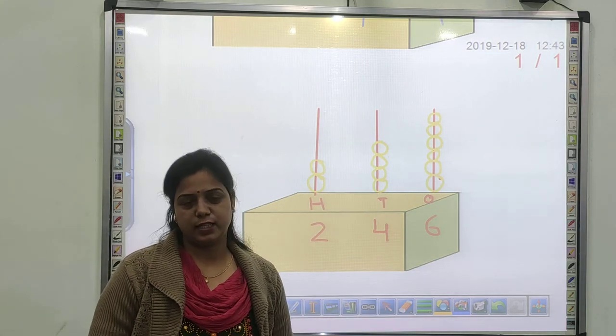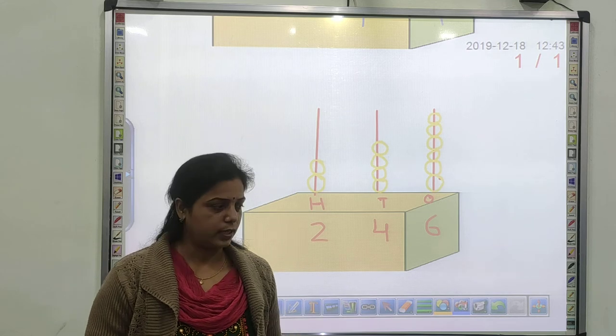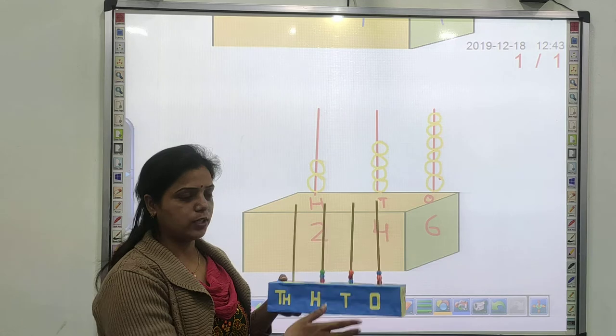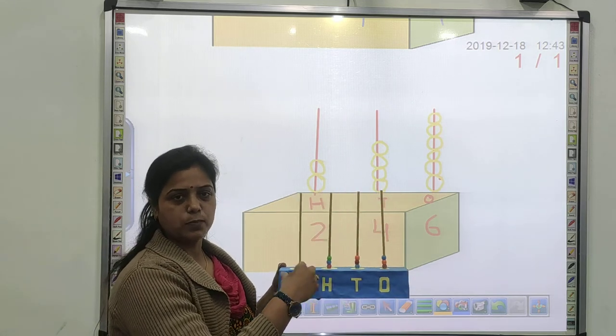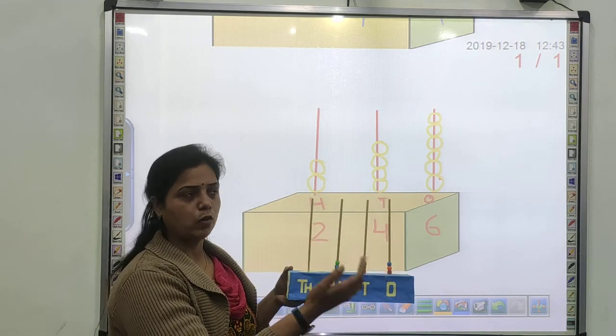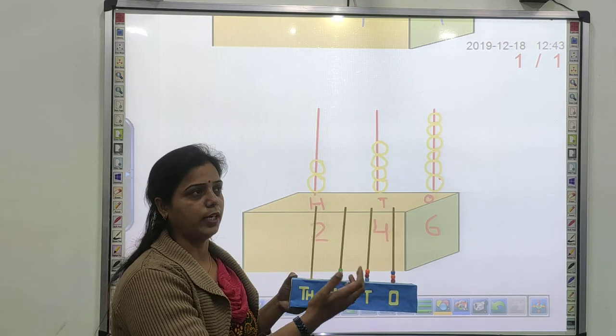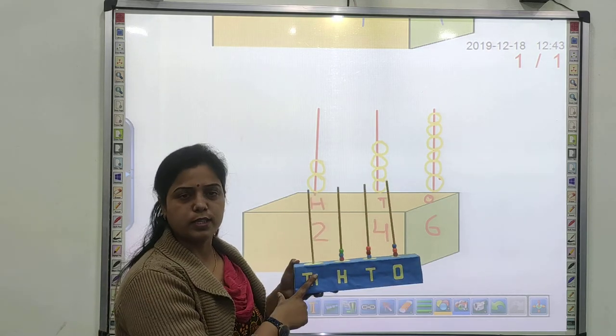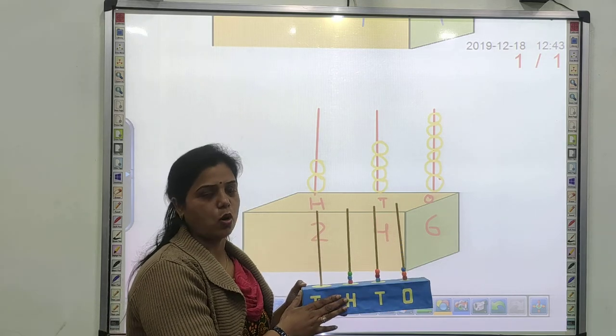I hope the topic is clear to you. Just try this abacus at home. घर में try कीजिएगा. तो what you have to do? आप कुछ इस तरीके से beads ले सकते हैं. Abacus में कोई भी just any random number, कोई भी number लीजिए 200, 240, 246, and then you have to represent that number on this abacus. So just try this toy at home.